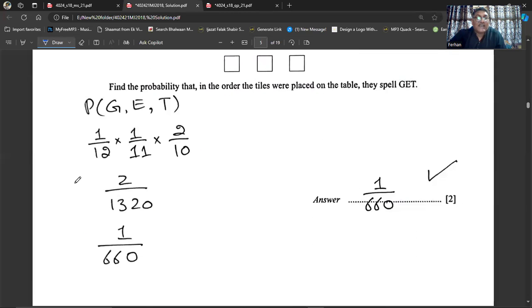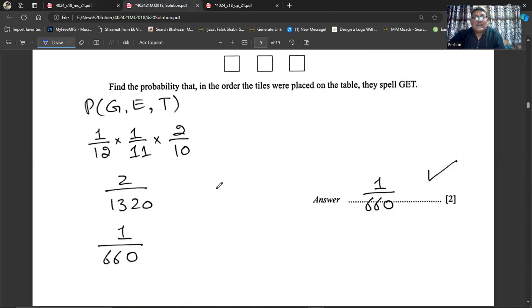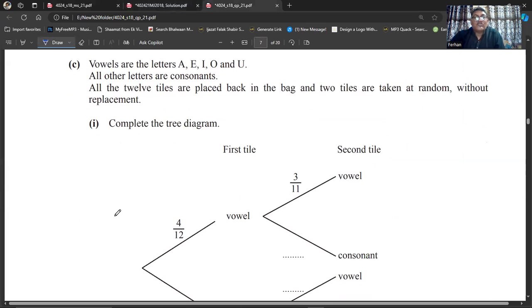Question number 4, B part. 1 by 660 is the right answer, sir. 1 by 660 is the right answer. Okay, so we are going to the next question. The next question is the C part of question number 4. It says the vowels are the letters A, E, I, O, and U.